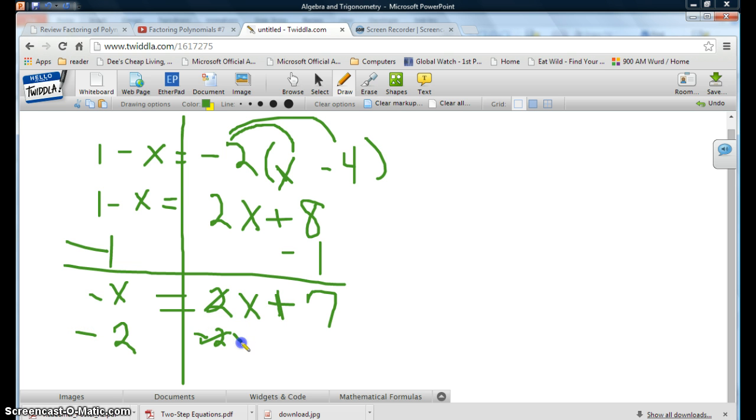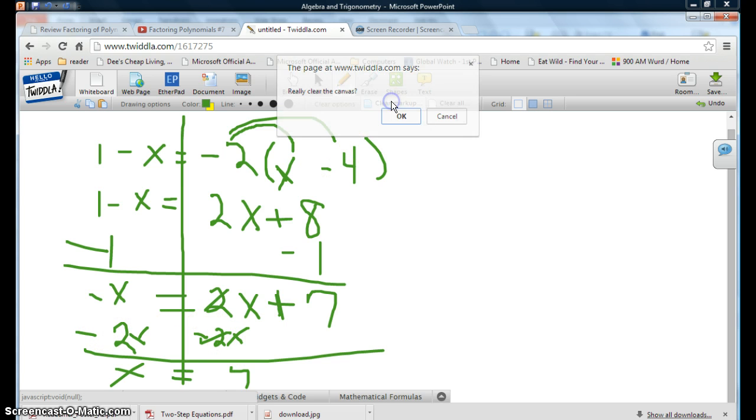I'm sorry, I forgot my x here. Minus 2x on this side, minus 2x on that side. This gives me an x on this side equals 7. So the answer is x equals 7. So you minus 2x here, you minus 2x here, because what you do to one side, you have to do to the other.